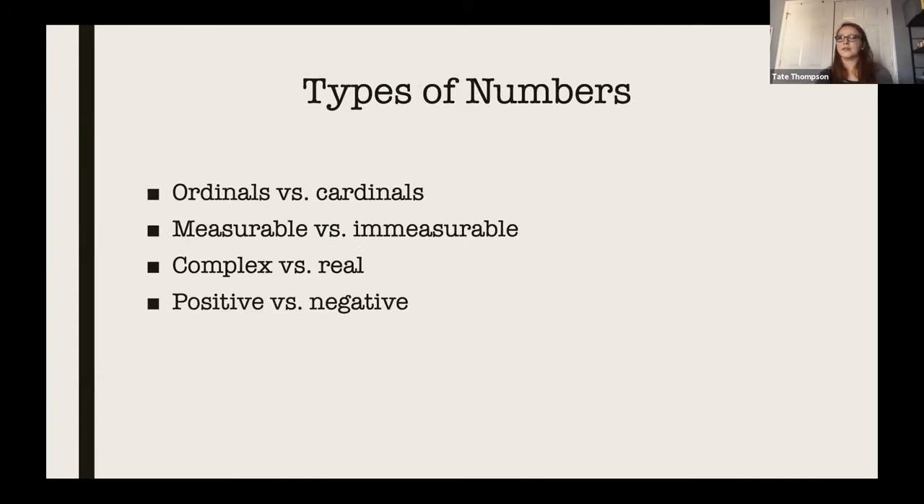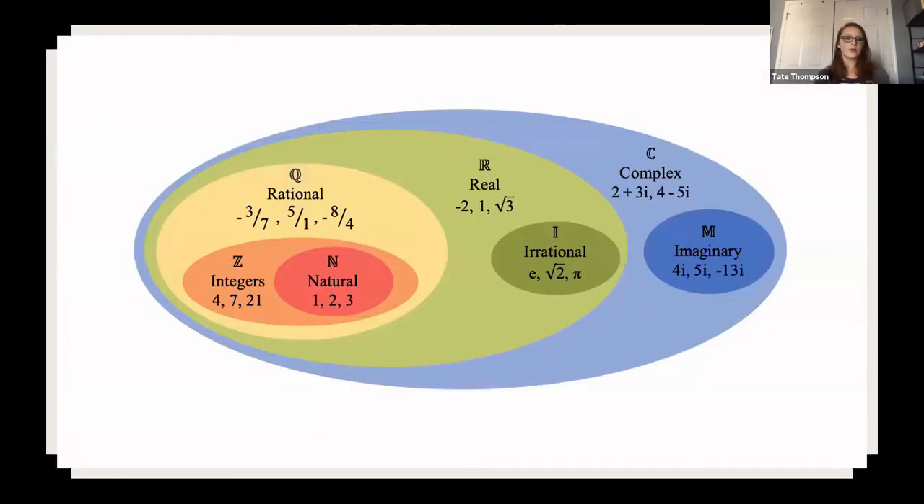So here are the basic distinctions in the type of numbers we have. We have ordinals versus cardinals, ordinals being the order, first, second, third, cardinals being size or magnitude, measurable, which is our finites, and our immeasurables, which are our infinitesimals and infinities. We have our complex versus real numbers and our positive versus negative numbers. So this is a current depiction of the Venn diagram of the sets of numbers we use in practice.